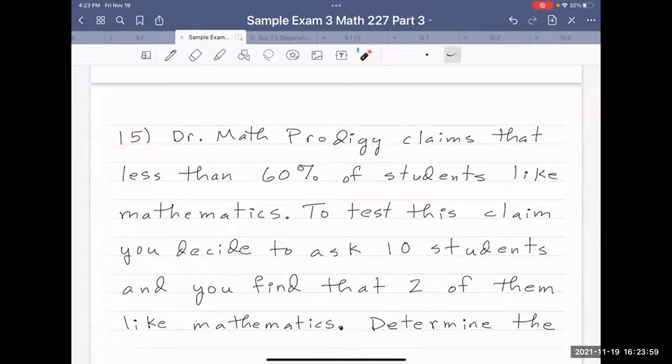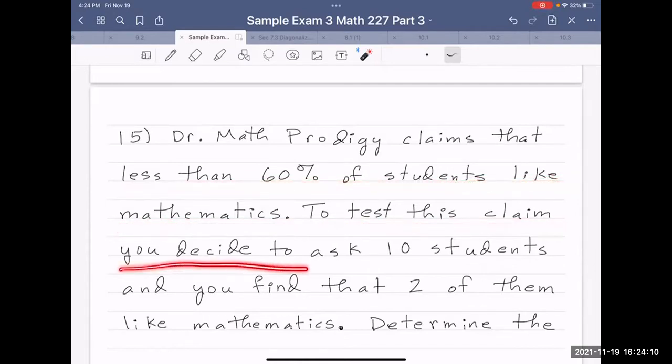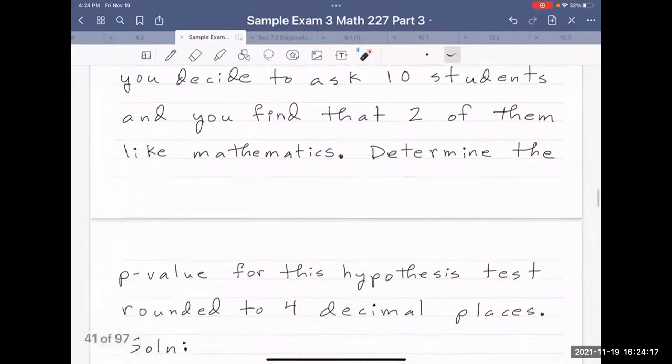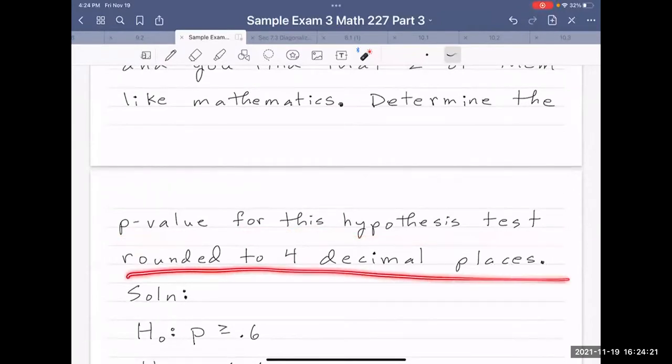15. Dr. Math Prodigy claims that less than 60% of students like mathematics. To test this claim, you decide to ask 10 students, and you find that 2 of them like mathematics. Determine the p-value for this hypothesis test, rounded to 4 decimal places.